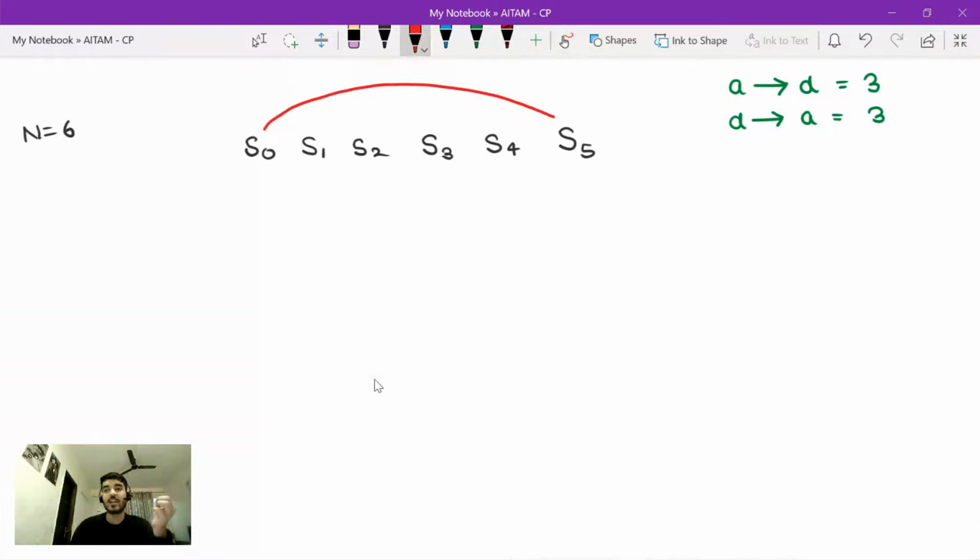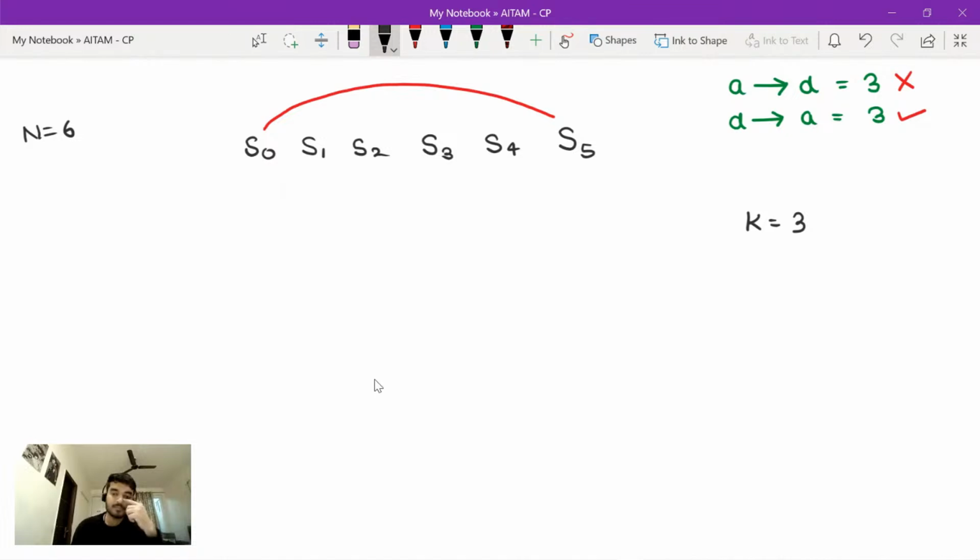So which one will I select? Definitely I will select this one. You might claim that I will select this one, not this one, because we also need the lexicographically smallest string. But this idea won't work every time. So let me give you a test case. Let's say the value of k is equal to 3.